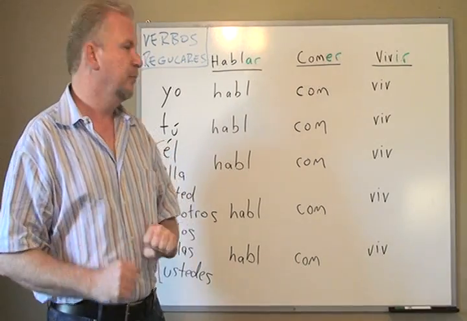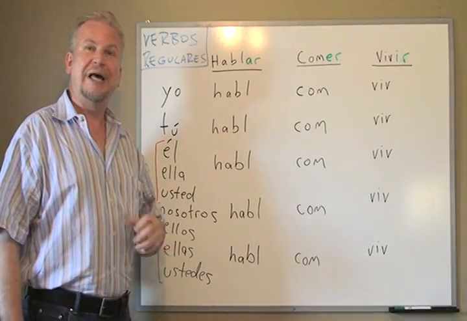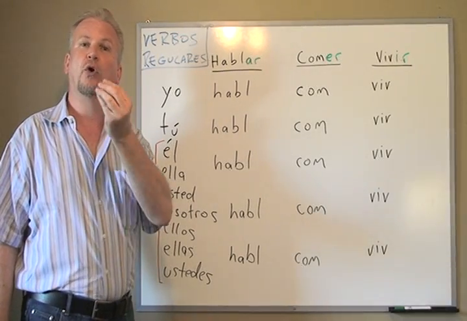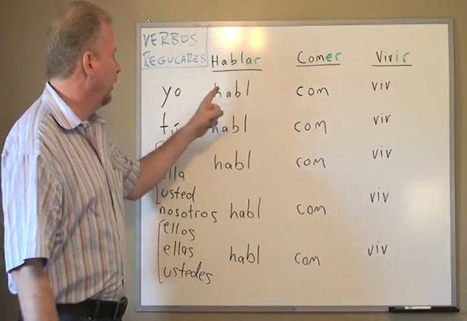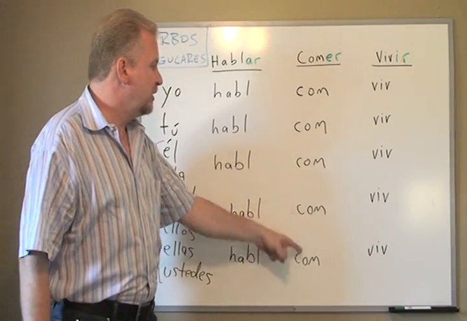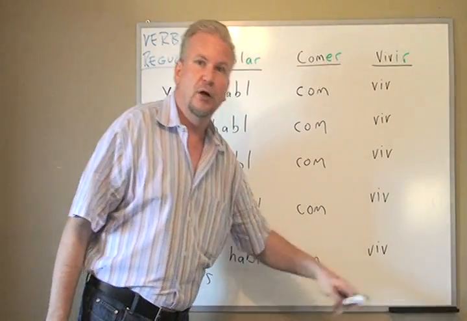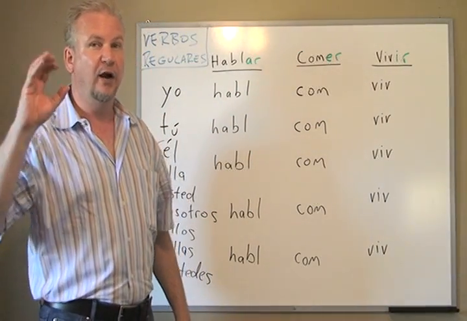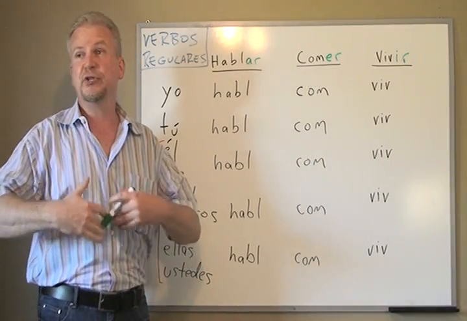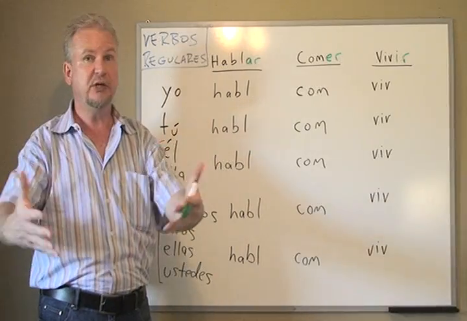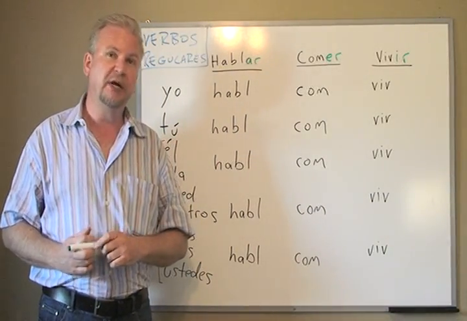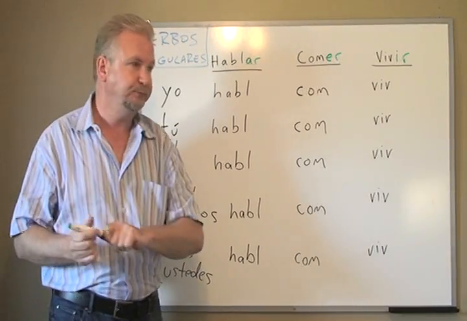So let's begin. The first verb we're going to talk about is hablar. Hablar is the verb to speak or to talk. Well, these are regular verbs because the root of the verb is the same. The only thing we have to learn are the different endings. Now this is a little different from English. In English we say I speak, you speak, he speaks, we speak. Well, in Spanish, every person we speak about has a different ending on the verb.